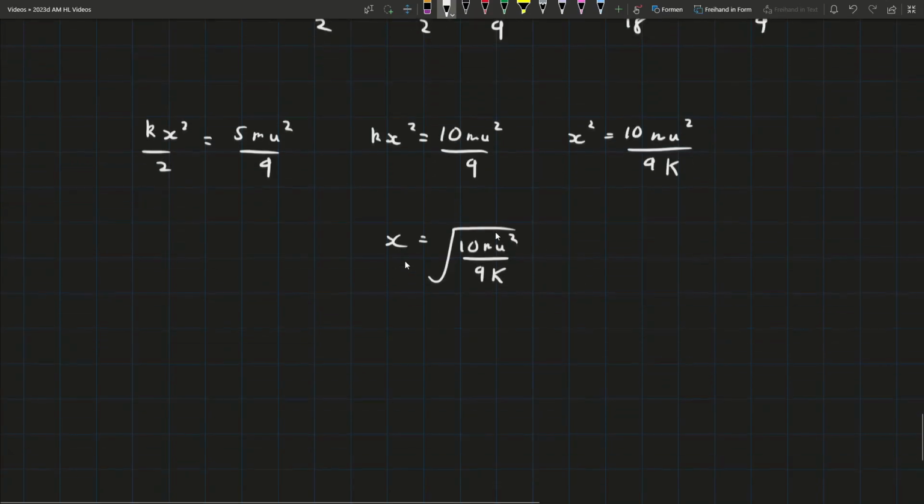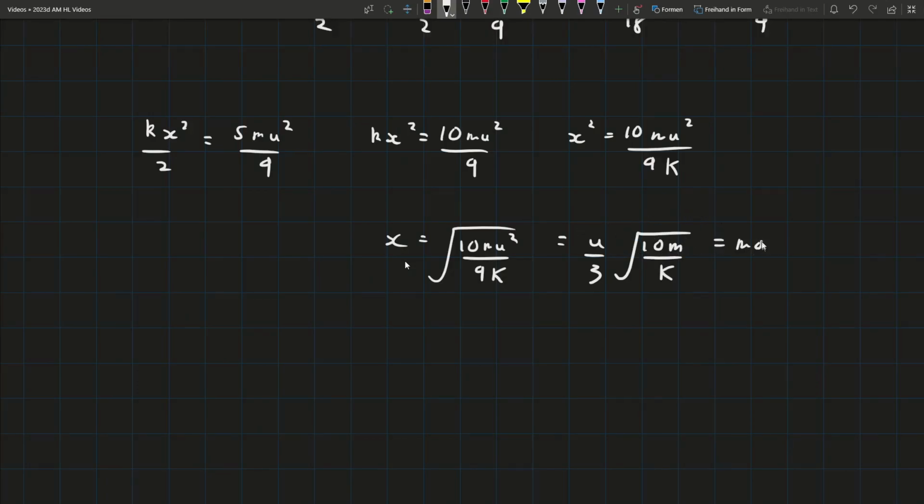We can factor out some things if you want. You don't have to, but I think it's nice to. You can factor out the u squared and the 9, so we'll get u over 3 times the square root of 10 m over k. And that will be the final displacement, the maximum displacement. Max displacement. And that's the question done.